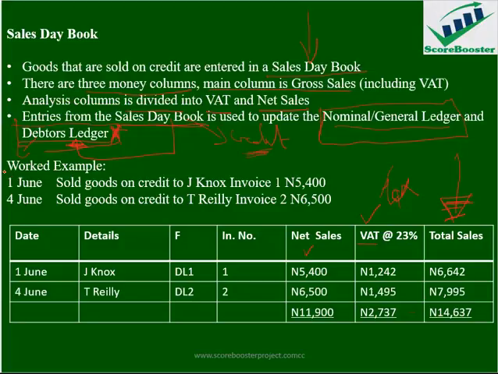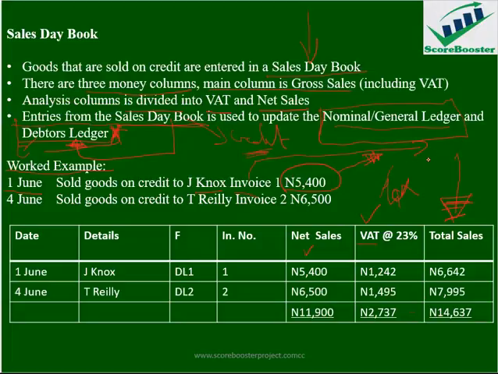For example, if you look at this little example we have here, just to demonstrate how this is done in a very practical form, assuming that we have a company that on 1st of June sold goods on credit to J North. The invoice is 5,400 naira. Remember, we are only interested in our own. Please, if you look at the invoice, it is on credit. This invoice will give us the detail. Remember, we said the invoice is a source document.